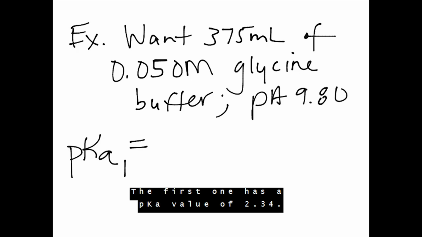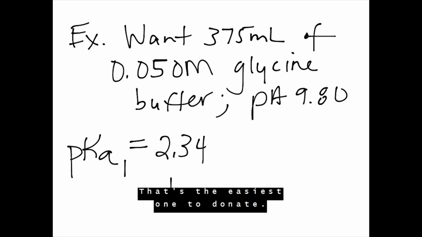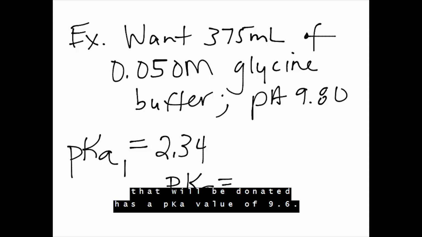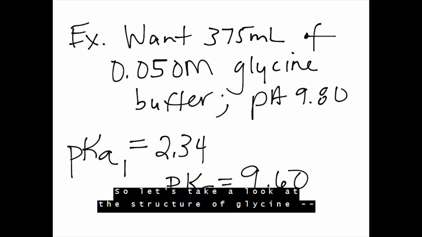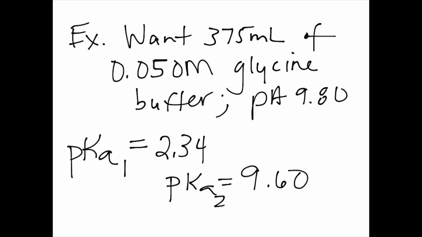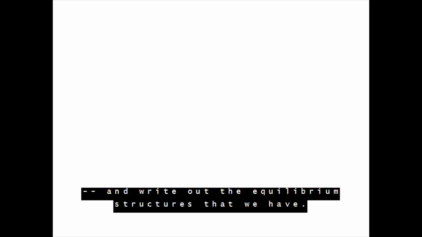The first one has a pKa value of 2.34. That's the easiest one to donate. The second one, the second proton that will be donated, has a pKa value of 9.6. So let's take a look at the structure of glycine and write out the equilibrium structures that we have.